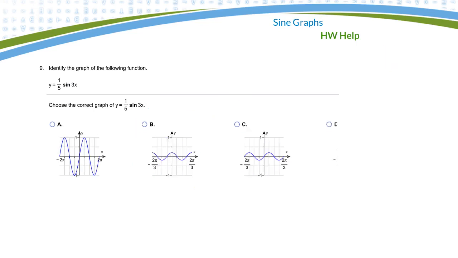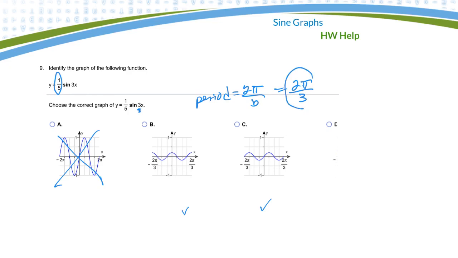Identify the graph. Sine 3x, 1/5. So the 1/5 just means it's squished. So it can't be this one. It could be either one of those because they're squished, but then this hopefully will tell me. The thing in front of the x is a b value, and that'll help me get the period. So the period is 2 pi over b, and in this case b is 3. So the graph should repeat itself every 2 pi over 3.